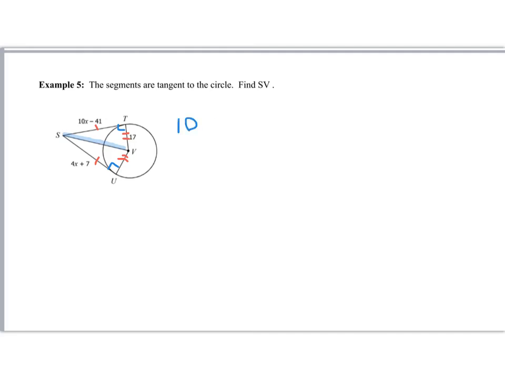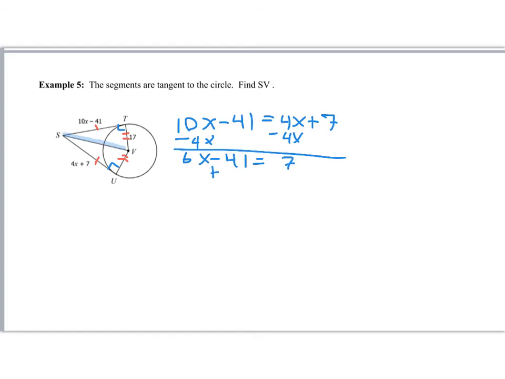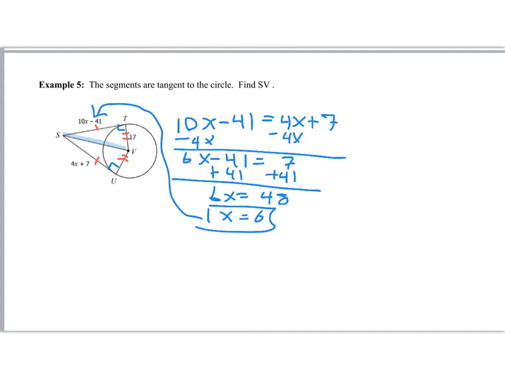So we've got 10x minus 41 is equal to 4x plus 7. Subtract 4x, and I get 6x minus 41 equals 7. Add 41, and I get 6x equals 48, which means x equals 6. So if x equals 6, I'm going to plug that back into this side. So 10 times 6 minus 41 is going to be equal to 39, which means that side is 39.